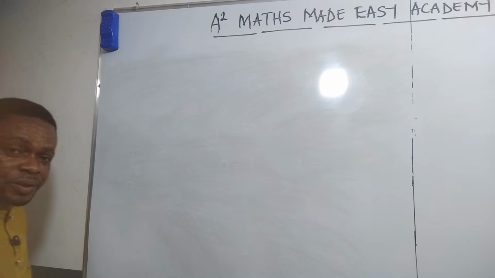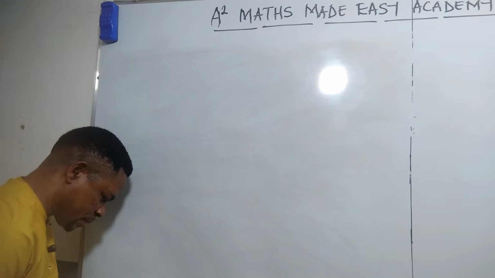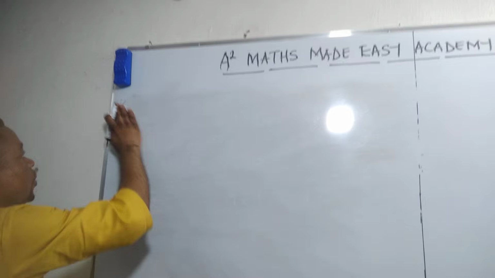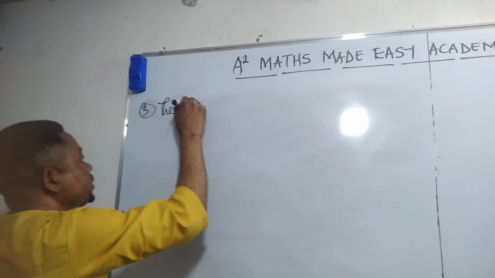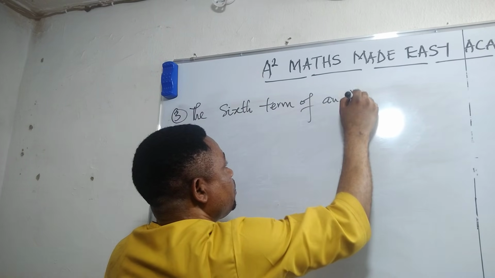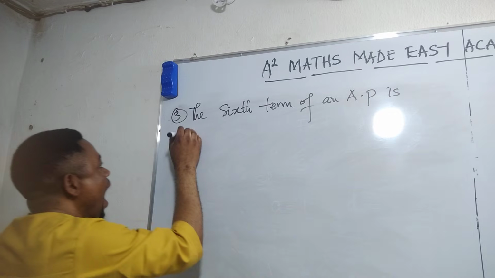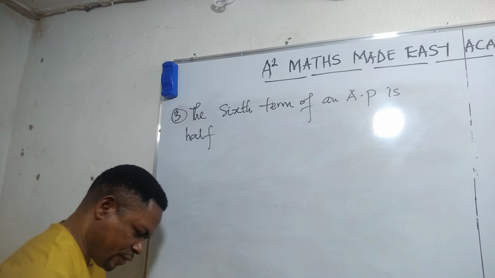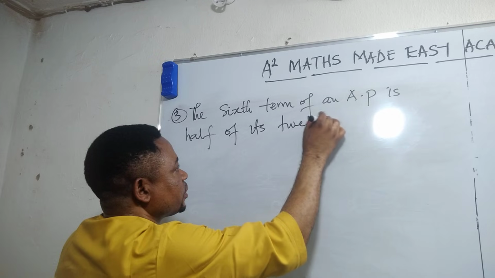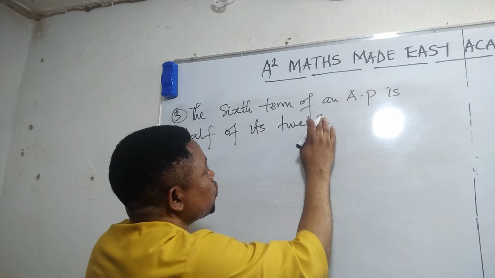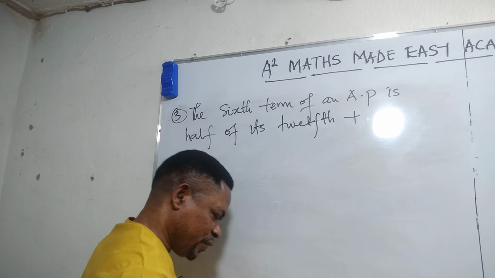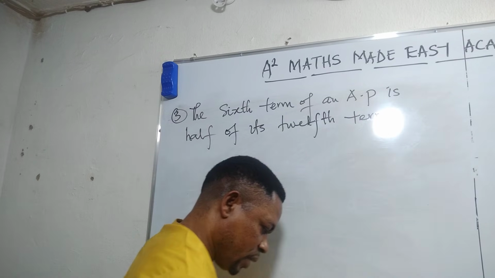Now let's move to the third question. I want you to watch. Hope you are listening. What is the third question? Watch. The system of an AP. That's question number 3. The question says the sixth term of an AP is half of its 12th term. Full stop. Now, let's continue.